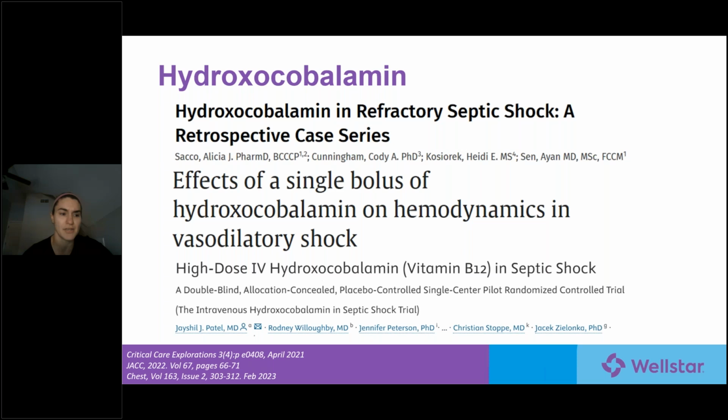The last study is, again, the only randomized controlled study that I could find for hydroxocobalamin and sepsis. This was done by Patel and his colleagues in 2023. Again, he used vitamin B12 with septic shock patients that were greater than 0.1 norepinephrine equivalent. The average amount of norepinephrine equivalents at the time of B12 administration was 0.3. They gave that 5 gram bolus over 15 minutes as well, and found a 15% reduction in vasopressor support at both 30 minutes and 3 hours. So they found more of a sustained response in their patient population.